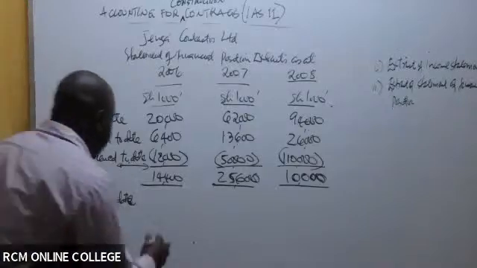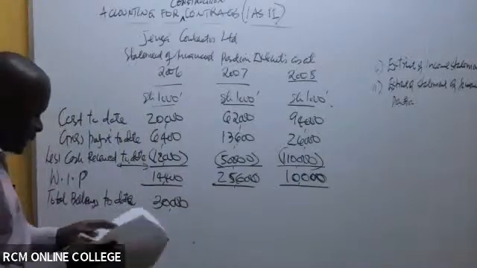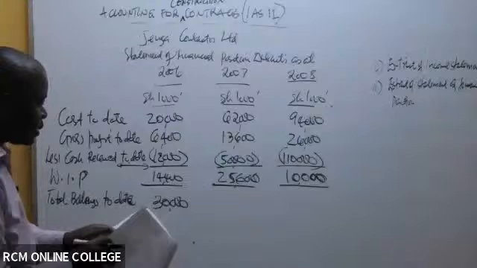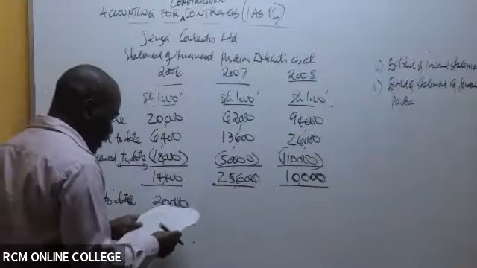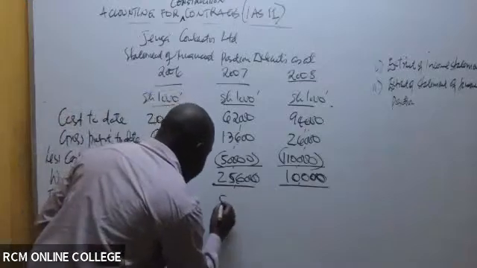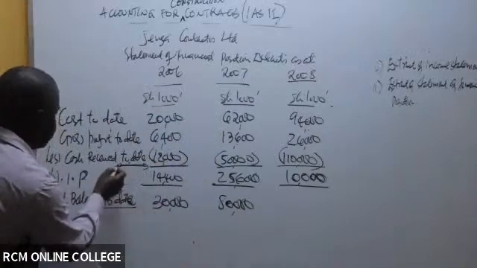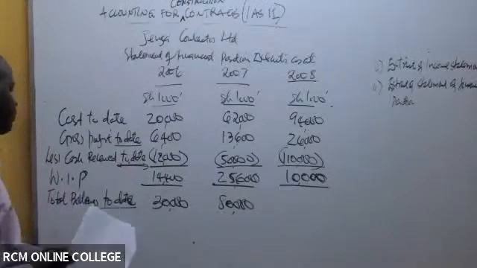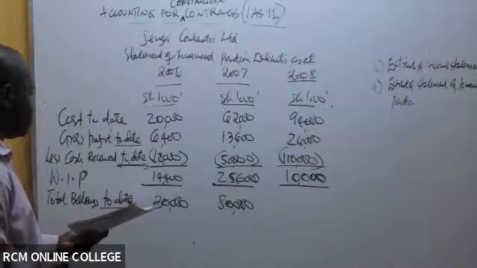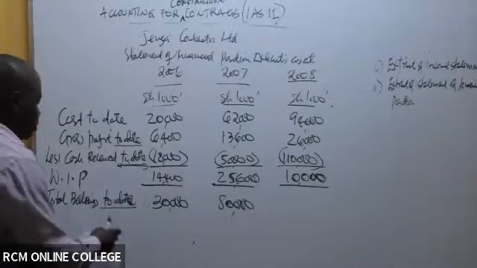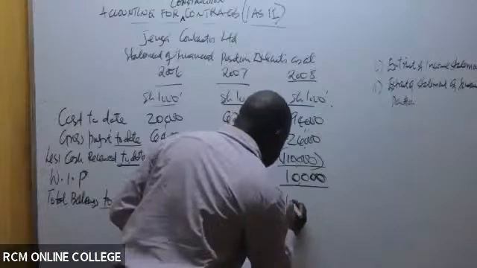So billing to clients in the first year was 30 million. In the second year, the billings to date will likely be 80 million. So you can underline this, to date. You need to be careful with that, to date. So this one is 30 million, this one is 80 million. Then the final year will likely be 120 million.